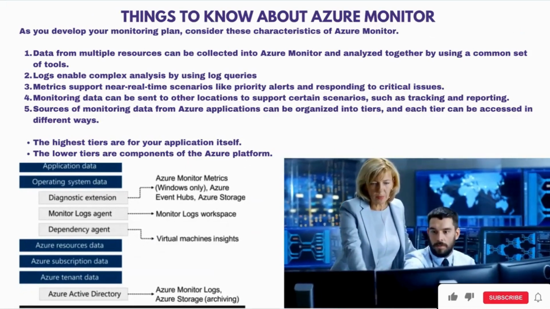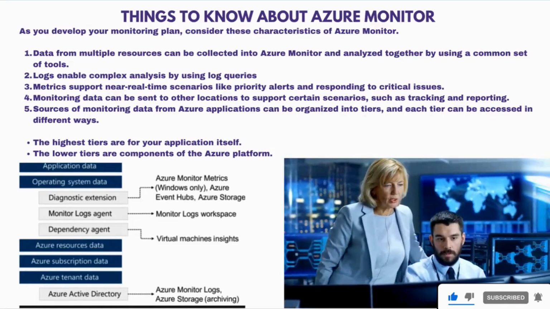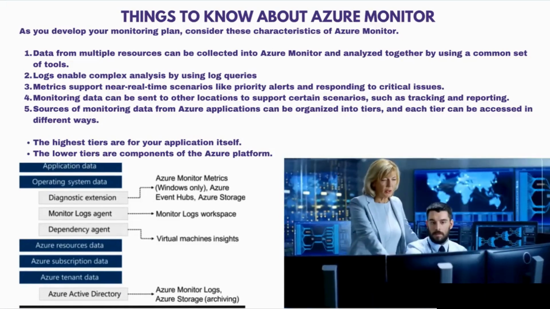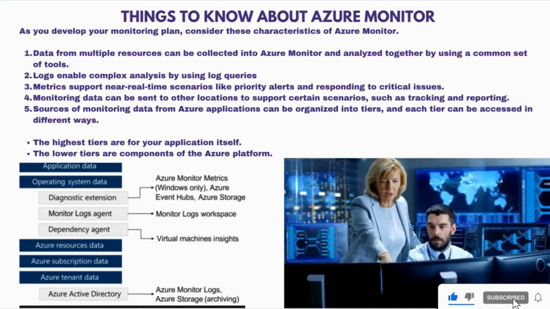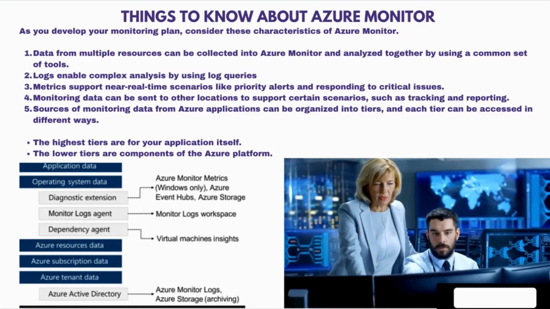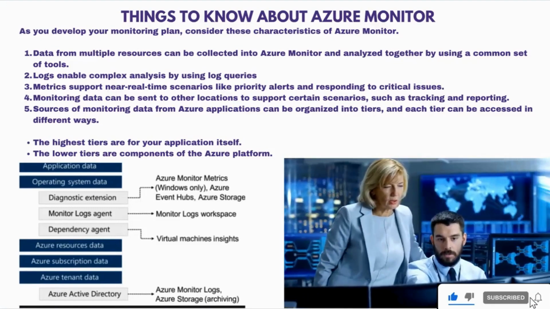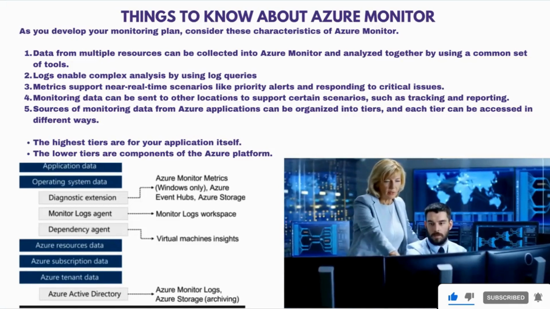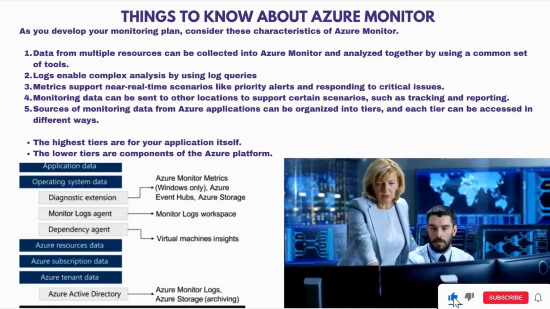So monitoring data can also be sent to other locations to support certain scenarios such as tracking and reporting. Sources of monitoring data from an Azure application can be organized into tiers, and each tier can be accessed in different ways. The highest tier is for your application itself. The lower tiers are components of the Azure platform: application data, operating system data, Azure resource data, Azure subscription data, and Azure tenant data.